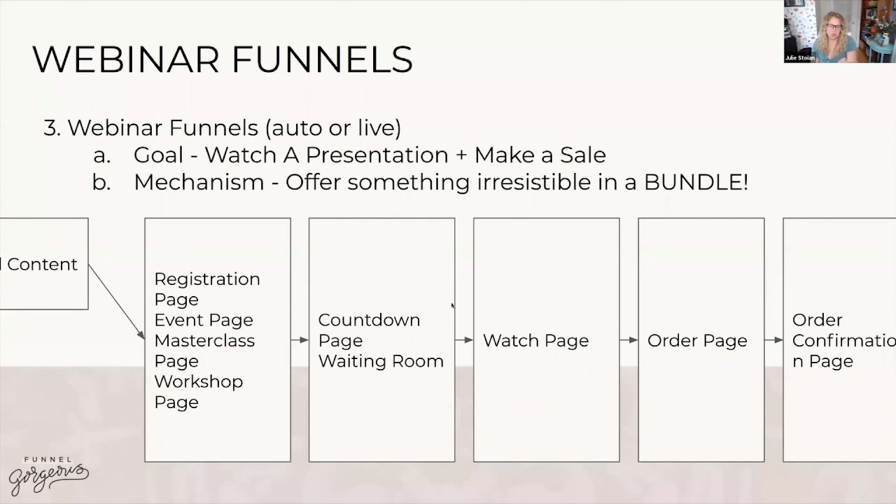Now, I showed you, this is an auto webinar, because usually if it's an auto webinar, the next page they get to is the waiting room, where there's like a little timer counting down. It's going to start in a few minutes, blah, blah, blah. Okay. Then they get it. This page usually automatically redirects when the timer goes to 0, sends them to a watch page where they actually watch the presentation. And from there, they're sold on this irresistible bundle, and they go to the order page and they buy. Okay, so that is your typical webinar funnel.